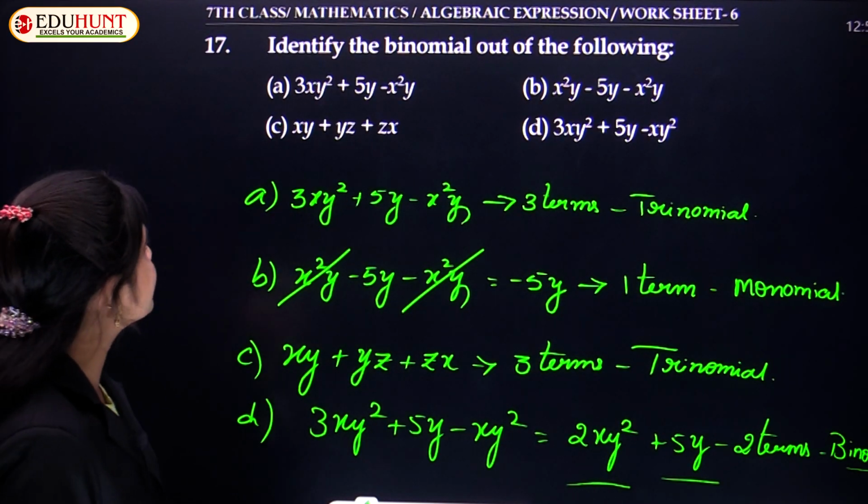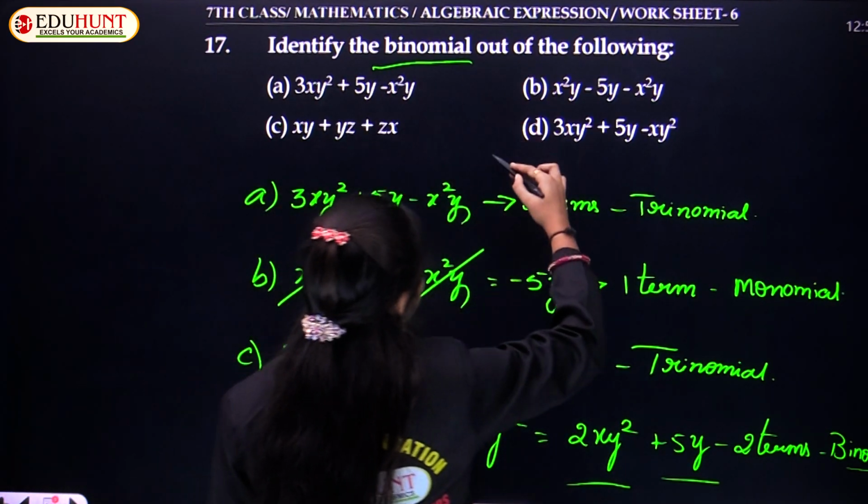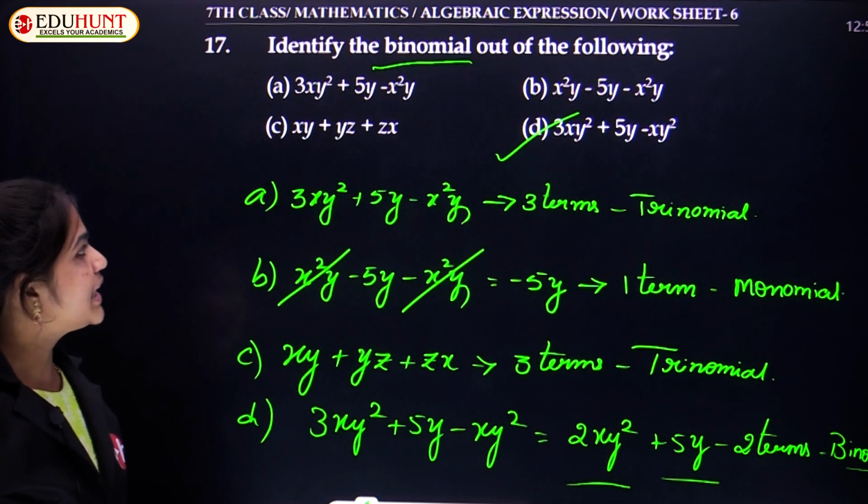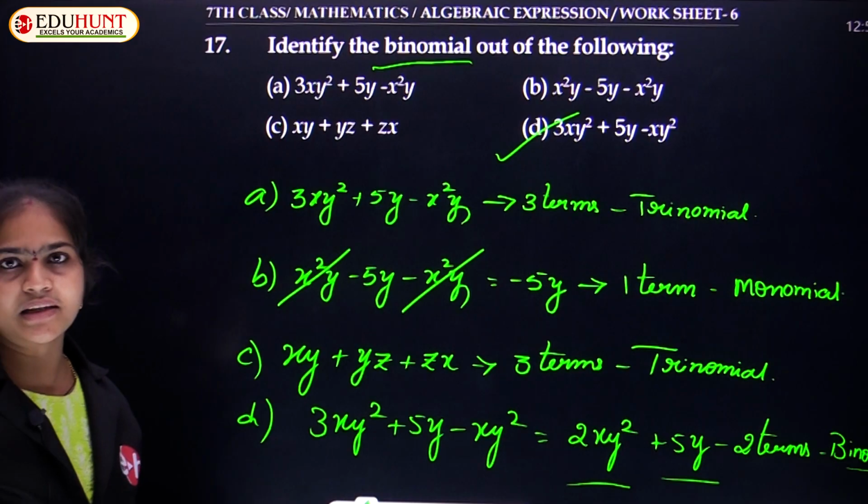That's what they're asking, no? Identify the binomial. So which one is binomial here? Option D. That is the binomial.